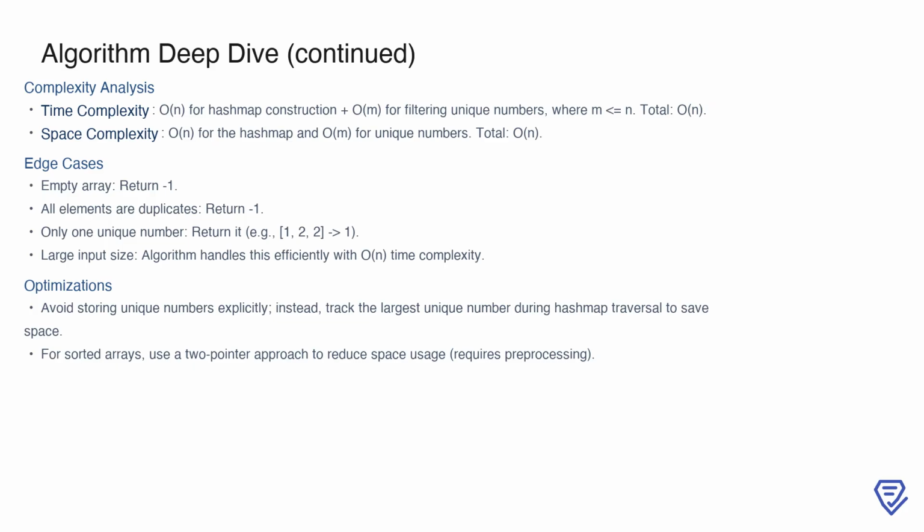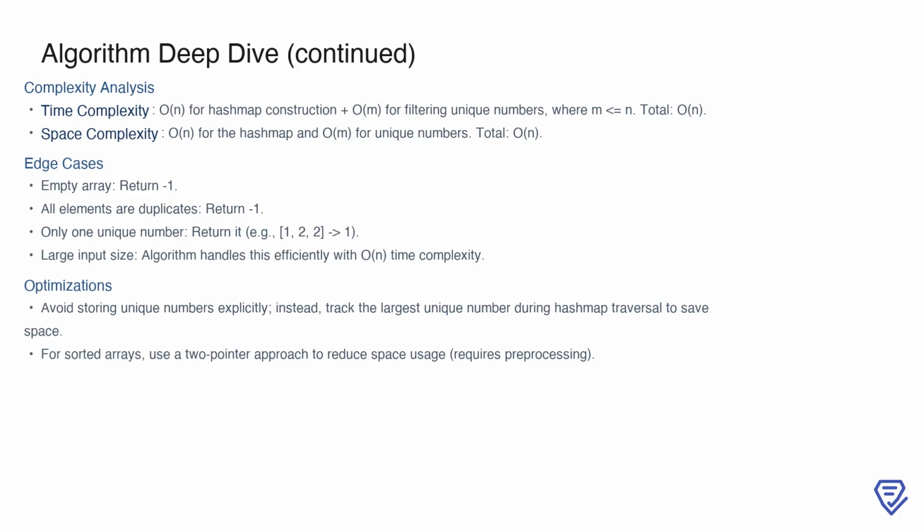Let's analyze the complexity of this algorithm. The time complexity is O(n) for constructing the hash map, followed by O(m) for filtering the unique numbers, where m is the number of unique numbers and m is always less than or equal to n. The total time complexity is therefore O(n), making the algorithm highly efficient. The space complexity is also O(n), primarily due to the hash map, with an additional O(m) for the unique numbers list. In total, the space complexity remains O(n). This efficiency ensures that the algorithm can handle large input sizes effectively.